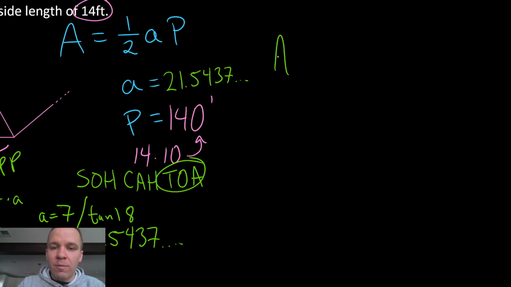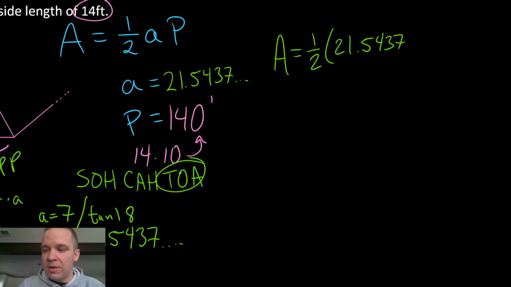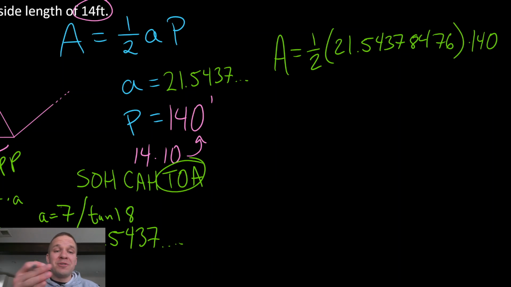All right. So I'm going to have area equals 1/2 times my apothem, 21.54378476, right? That's what's in the calculator, times my perimeter of 140. So what you can do in typing this into your calculator is type in the 1/2, then arrow up and select that. I'll highlight it and hit enter, and then multiply by 140. So the calculator will copy it into that spot right there. So we plug all that in.